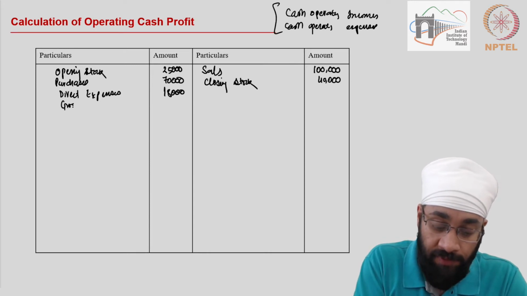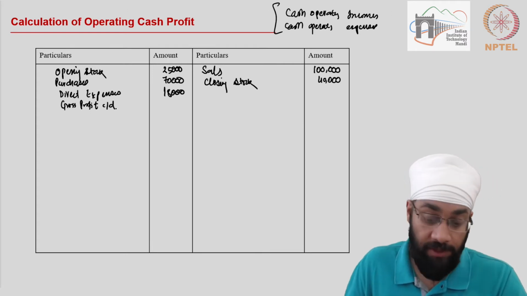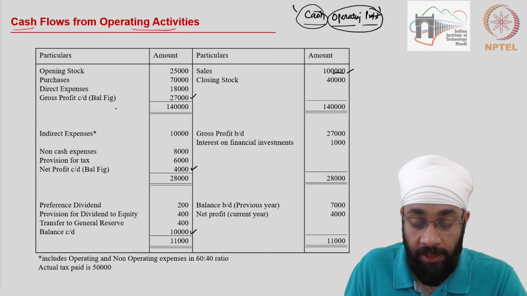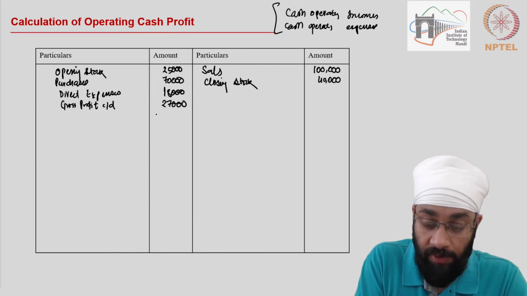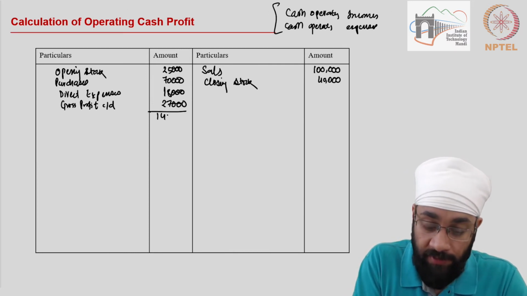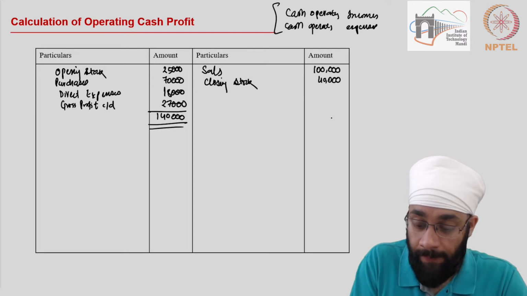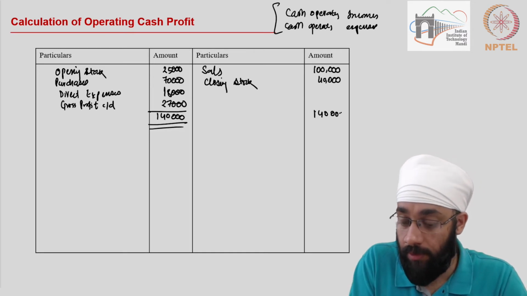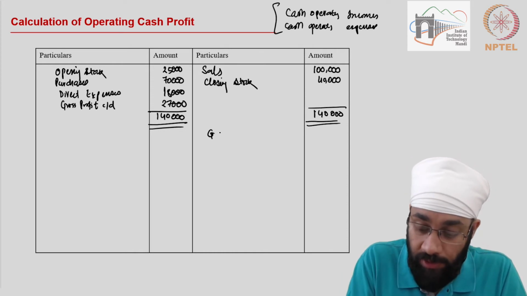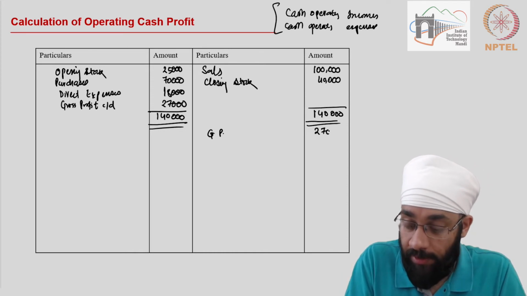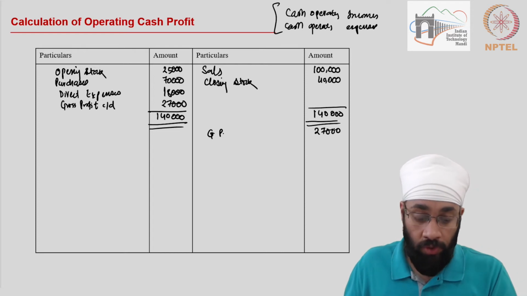And you have gross profit. So till now there seems to be no problem. It seems that all the items that we've picked are operating in nature. 27,000 is the profit, and you have 140,000 and 140,000 on the other side. There you go. So you start with the gross profit earned 27,000.